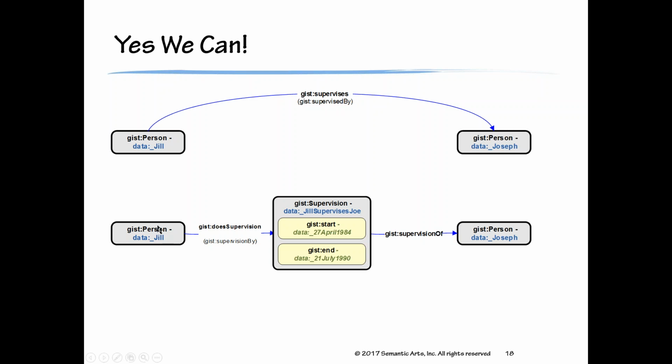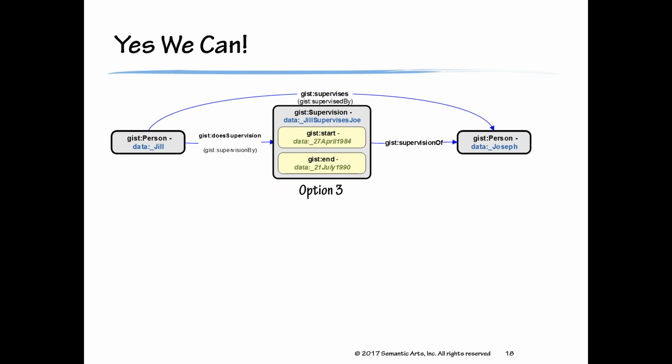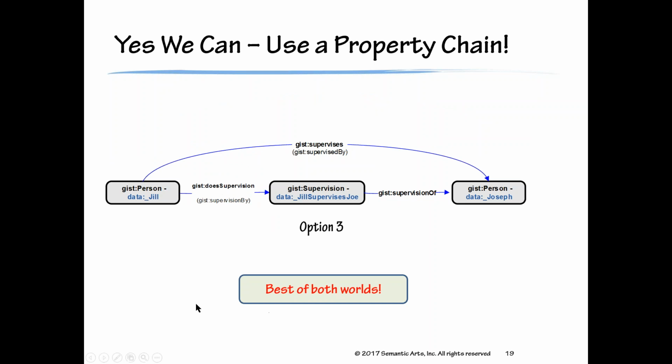So now we have essentially a property chain. So person does the supervision, and then it's the supervision of person. So we can just kind of click these up here. Those things snap together, and now we have what essentially is the third option, where we have both option 1 and option 2 working together. And we want to link them by a property chain.